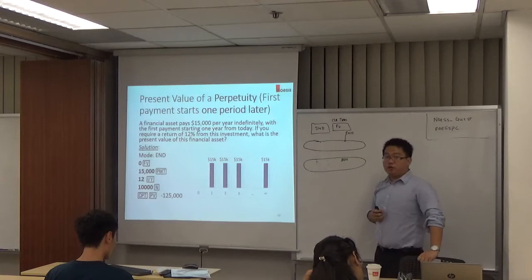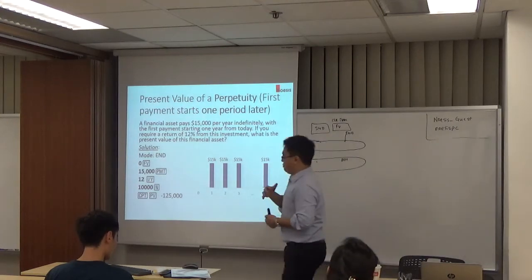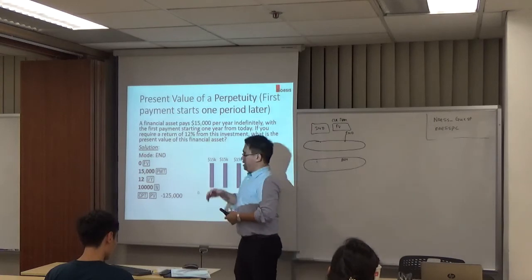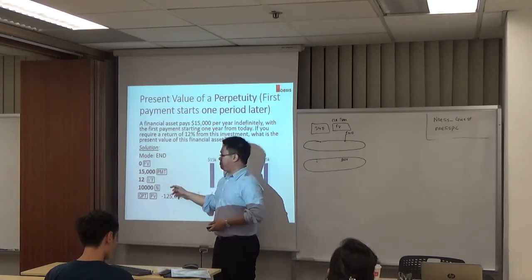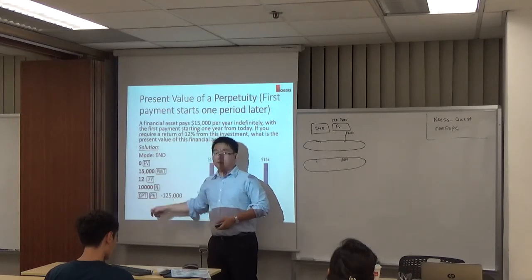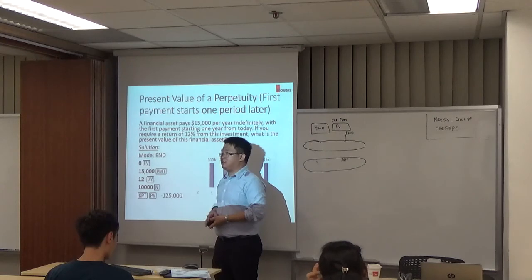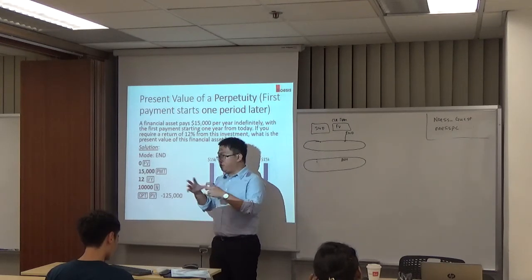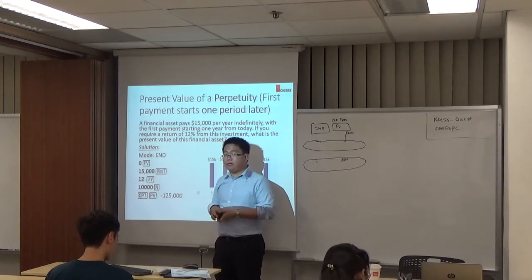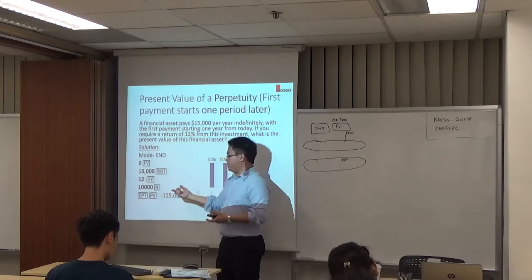Now, if you require a return of 12% from this investment, what is the present value of this financial asset? In this case, the calculator allows you to manipulate in certain ways. You just have to be a bit creative. Since it's going to be indefinite, you can just put a very large number in your N. I chose 10,000. You could go for 5,000. You could go for 3,000. I believe you'll get the same value. The whole idea here is to put a very huge value for N, so it looks like it's repeating forever.